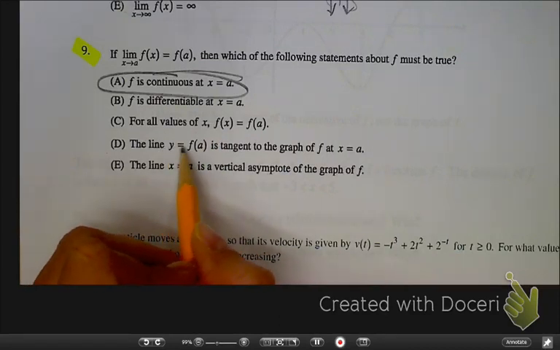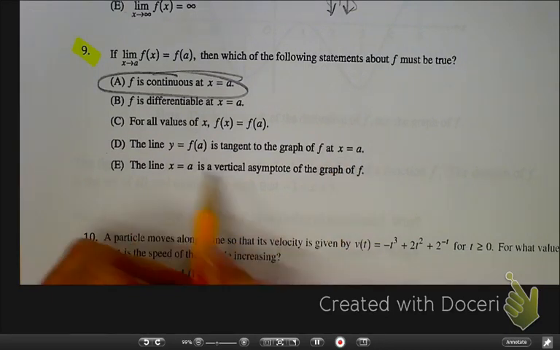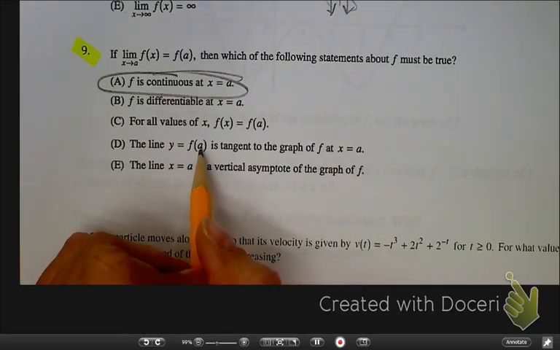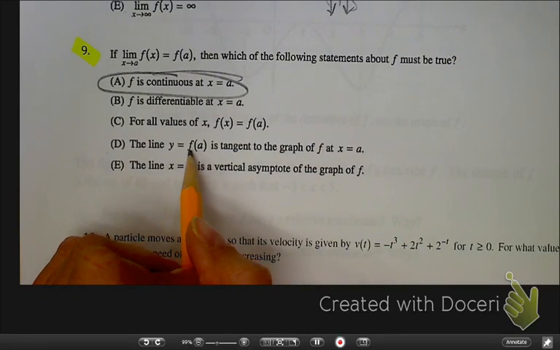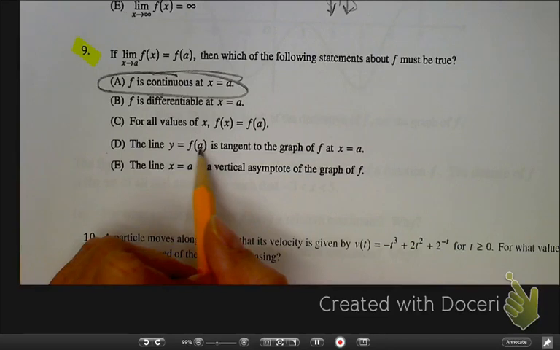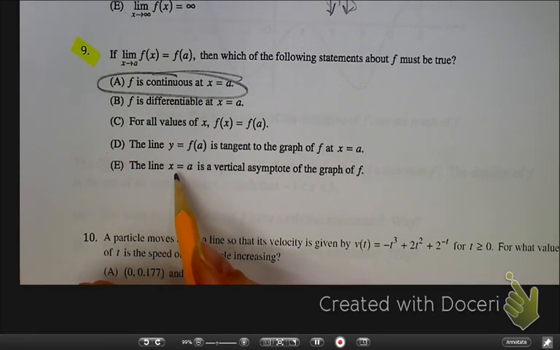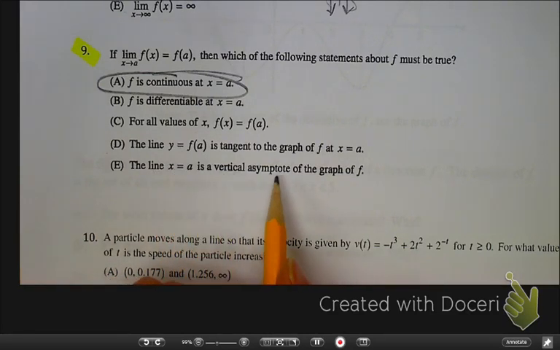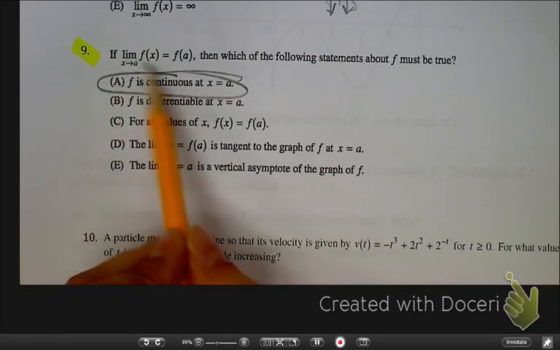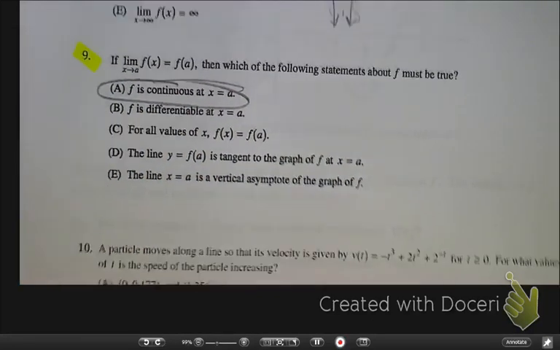For part D, the line y equals f of a is tangent to the graph of f at x equals a. That's not necessarily true. The line y equals f of a is horizontal. If the function had a horizontal tangent line, then yeah, that would be true. But if it's not horizontal, we'd have to take into consideration what the slope is, and this doesn't talk about the slope. And then last but not least, the line x equals a is a vertical asymptote of the graph of f. Again, unless this had a vertical tangent line, that wouldn't be true either. So that's not guaranteed by this. The only thing guaranteed by it is that it's continuous.